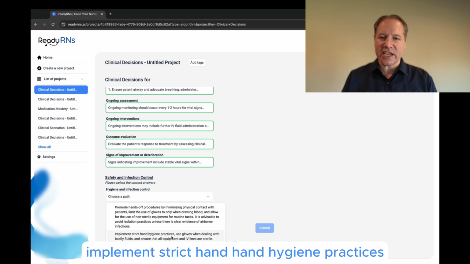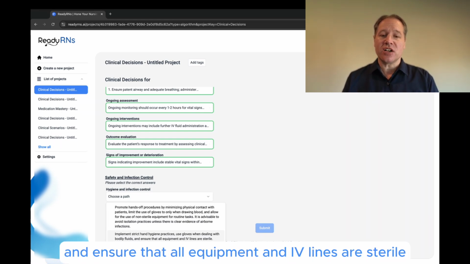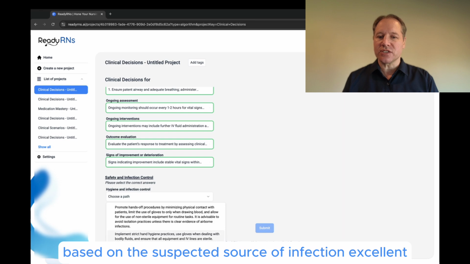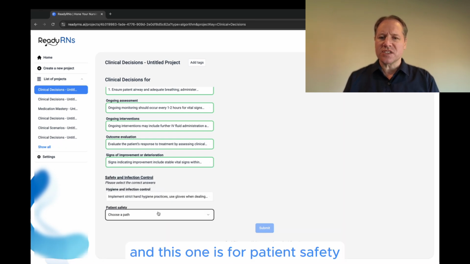Implement strict hand hygiene practices. Use gloves when dealing with bodily fluids and ensure that all equipment and IV lines are sterile. Isolation precautions should be considered based on the suspected source of infection. Excellent. And this one is for patient safety.